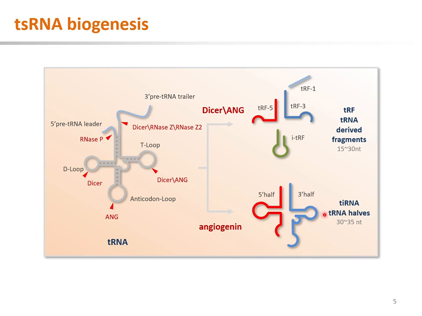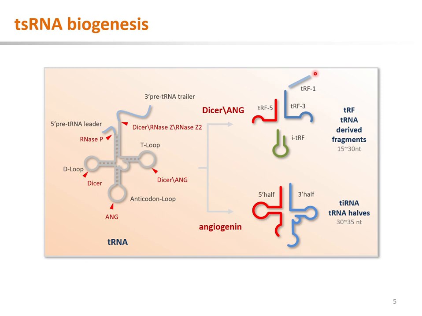TRFs are the further cleavage products by Dicer, angiogenin, and RNase Z. Based on the regions in the parent tRNA, TRFs can be grouped into 5' TRF5, internal iTRF, 3' TRF3, and 3' tail TRF1.